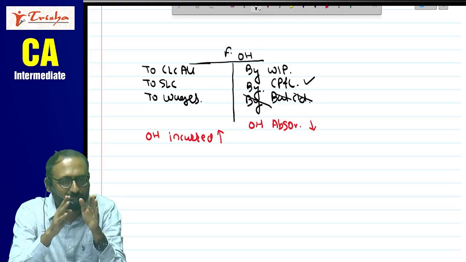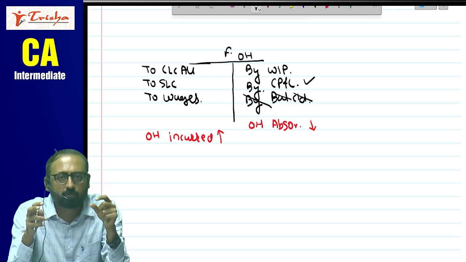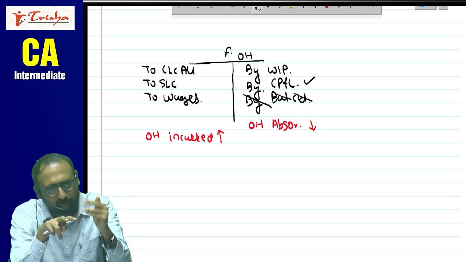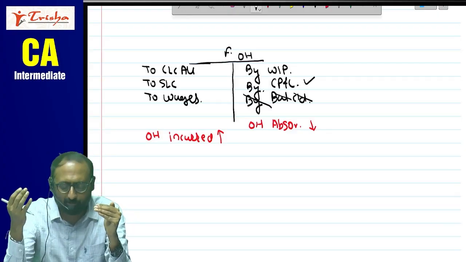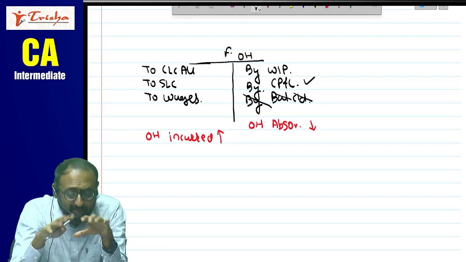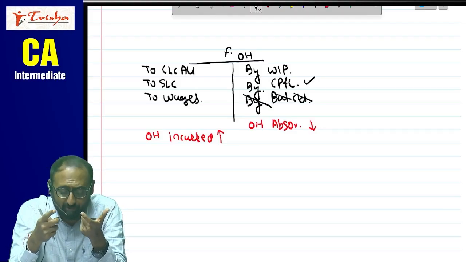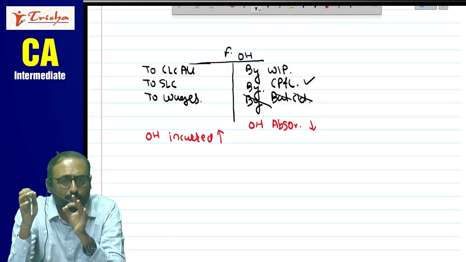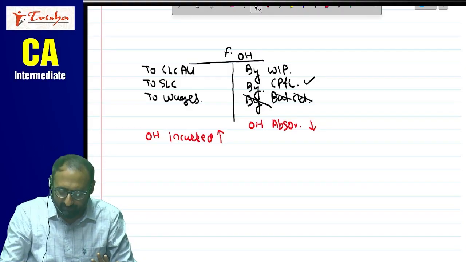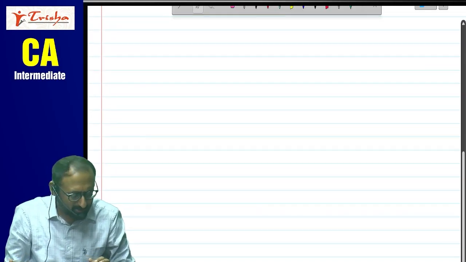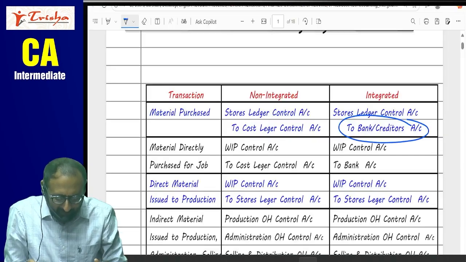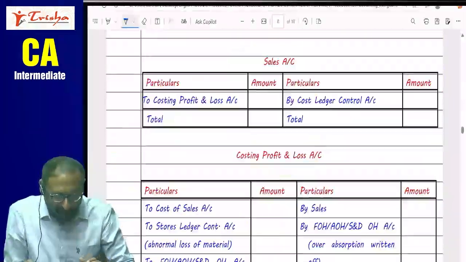And the second important point of difference between integrated and non-integrated systems: under non-integrated, two treatments of under or over absorption are possible, either write off to the P&L account or carry forward to the next accounting period. But in case of the integrated accounting system, you cannot carry forward under or over absorption. Compulsorily, you'll have to transfer to the P&L account or costing P&L account, as the case may be. So this is the major point of difference. And all the entries and ledgers we already discussed in the last lecture. Now let's solve some practical questions on the integrated accounting system.